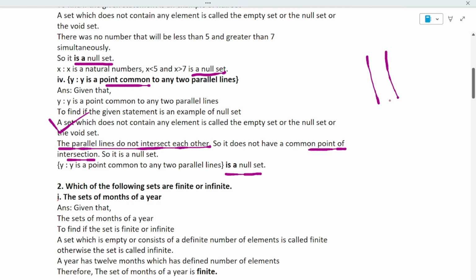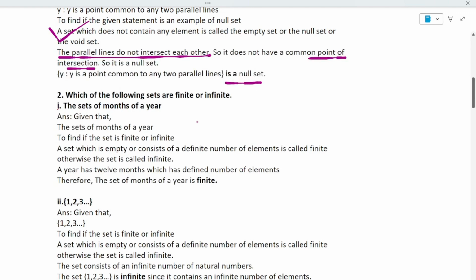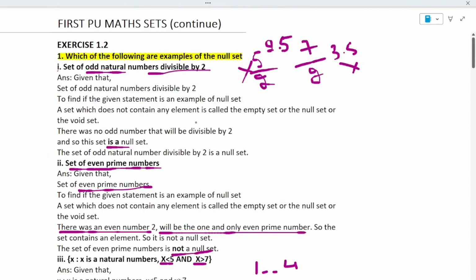There are two different parts here, and one is 1 and 2. So there are 2 points. They have no common point. So we call this a null set, as they don't have anything. These are the first type of questions, based on whether it is a null set or not.